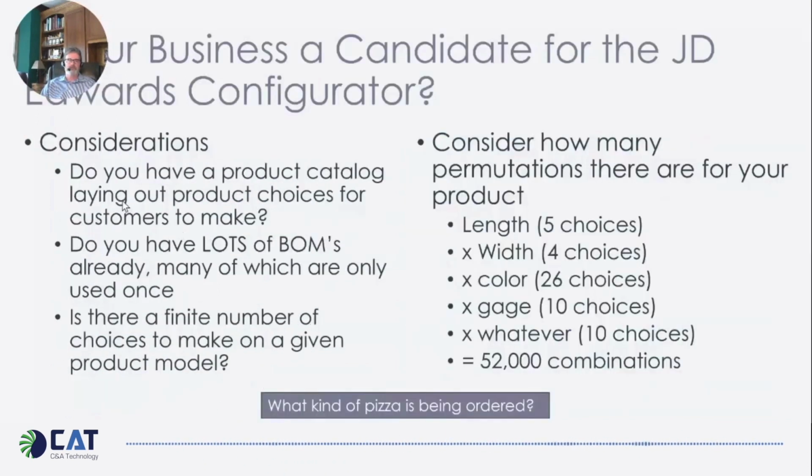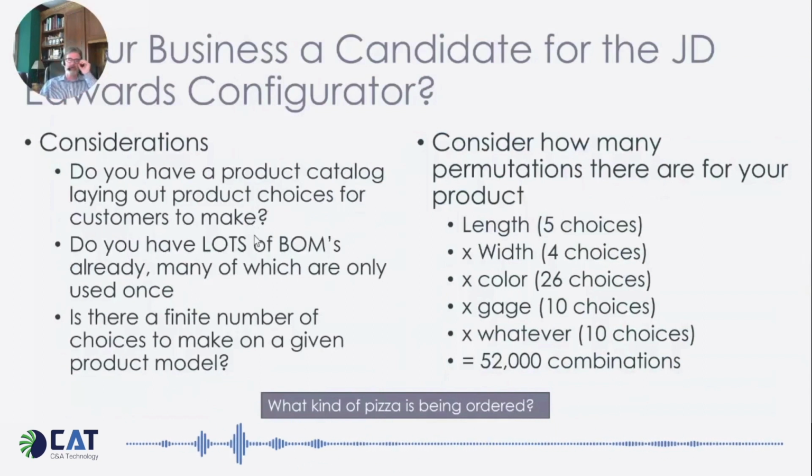So, is your business a candidate for the JD Edwards Configurator? These are the different considerations that Joel and I look for when asking, is there an opportunity to reduce lead time, to improve things by using the configurator? The first indication usually: do you have a product catalog that lays out the product choices for the customers to make? Is it a car? Is it a pizza? Is it a forklift? Is it a lock, where there's a finite number of choices to make, not an infinite number, and there's not 270 things to design about it, and it's repeatable? So if there's a catalog, that's often an indication.